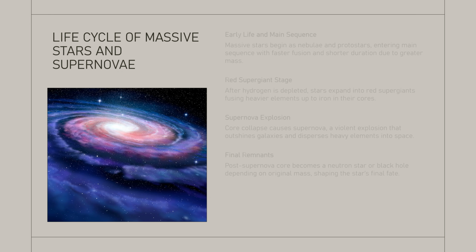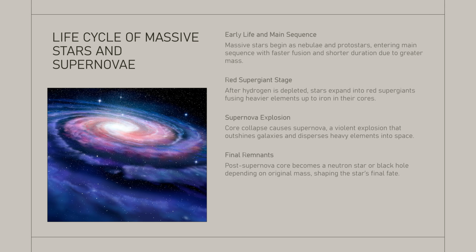The life cycle of massive stars progresses through a nebula, a protostar, and a main sequence star, before expanding into a red supergiant and ending in a powerful supernova explosion that leaves behind a neutron star or a black hole.